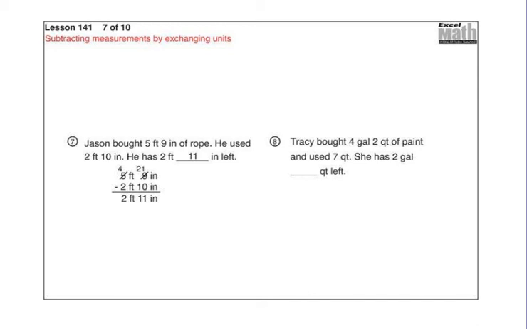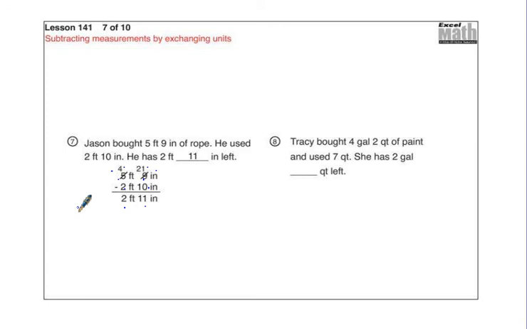How did they do this? They borrowed from the 5 feet, made it 4 feet. They moved 12 inches over to this column. 12 and 9 makes 21. 21 minus 10 is 11. 4 minus 2 is 2. 2 feet, 11 inches. Pause the video, do number 8, and then turn it back on when you're ready for the solution.